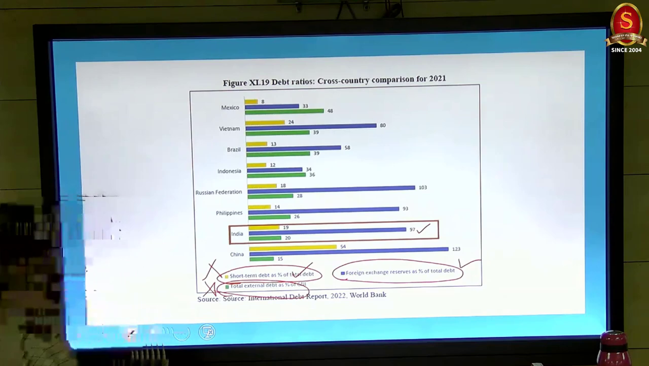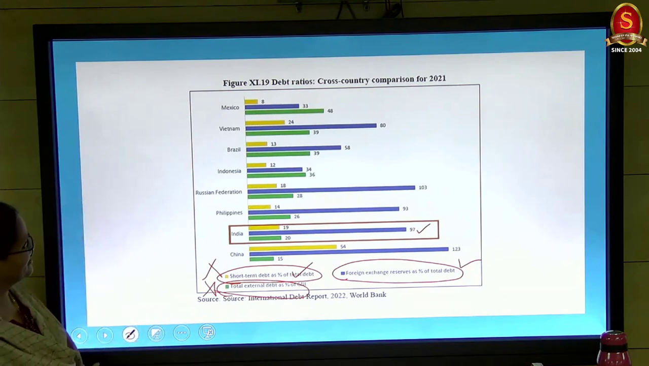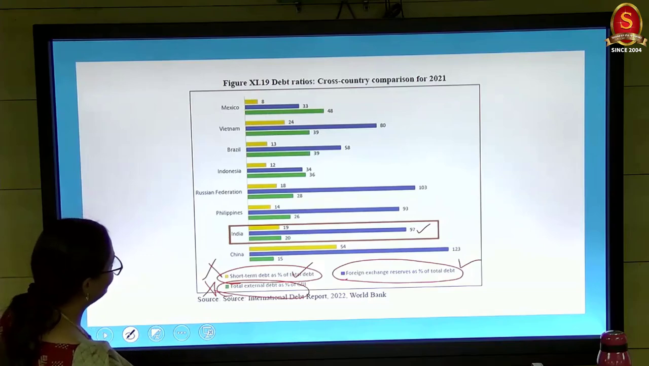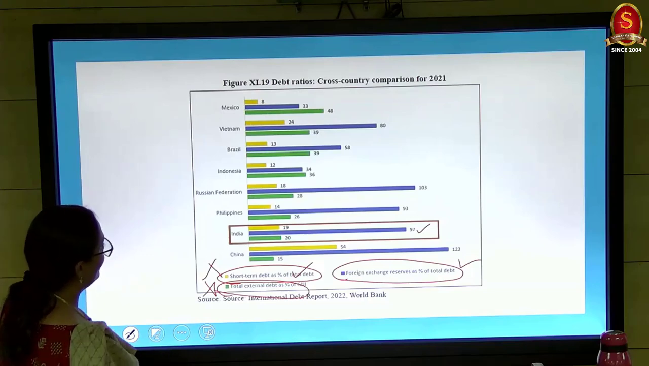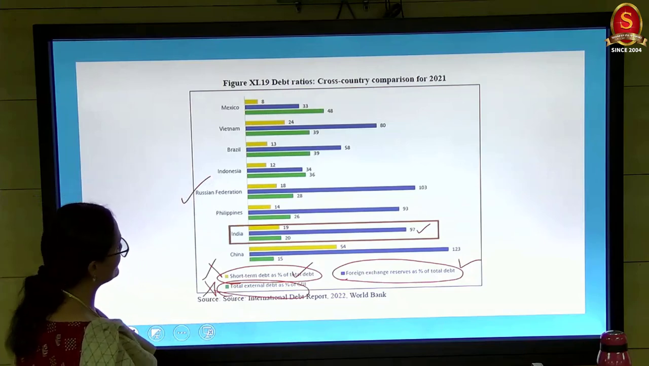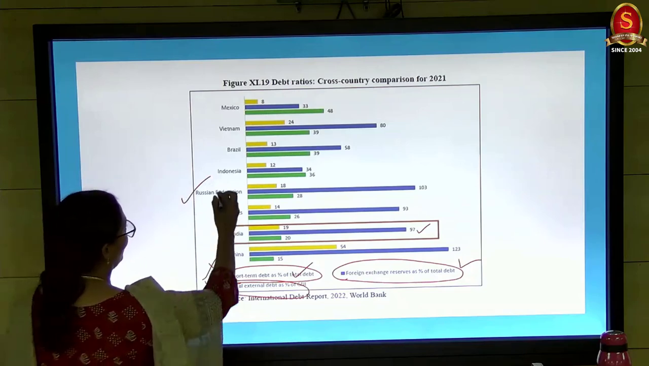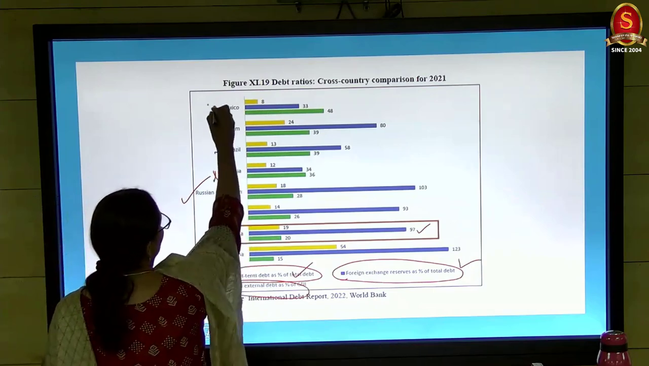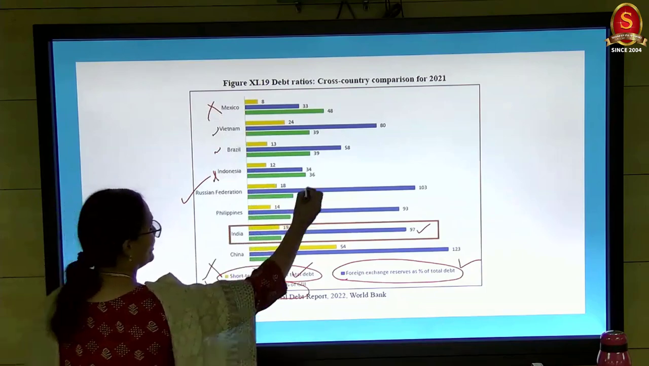Right? Which are the other countries which are bad? Worse than us. Russia is having more foreign exchange reserves than its debt, is it not? That's good. Indonesia is bad. Brazil is okay. Vietnam is okay. Mexico is bad. Just look at the blue thing, no?